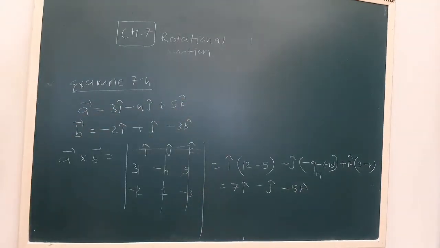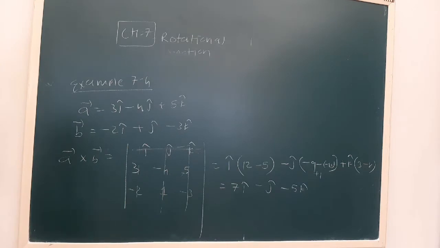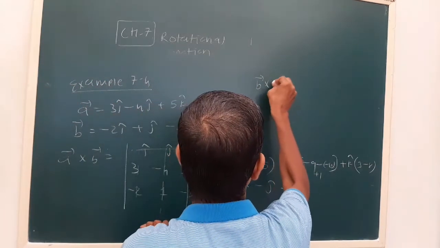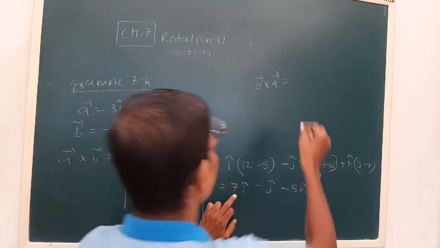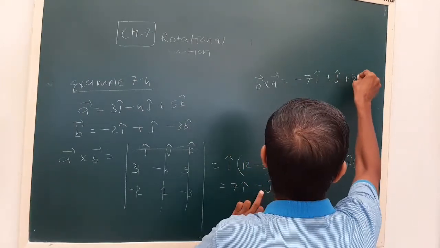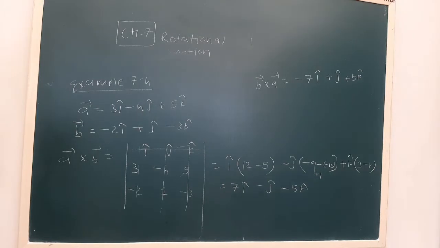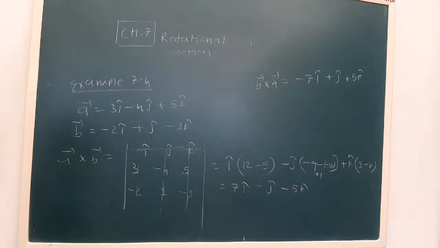So we can simplify as 7i minus j minus 5k caret. That is the vector product A cross B. Earlier we discussed that the vector product is not commutative. So suppose I have to find B cross A, that will be the negative of this, so it will be minus 7i plus j plus 5k.